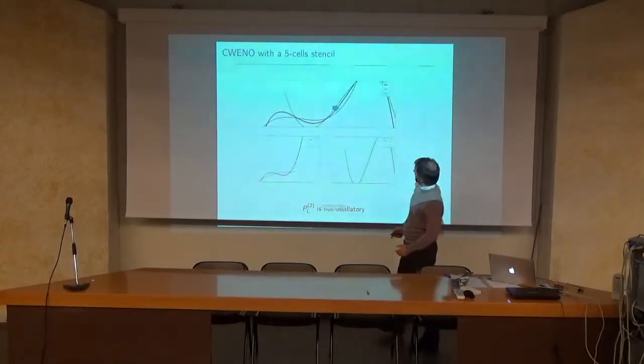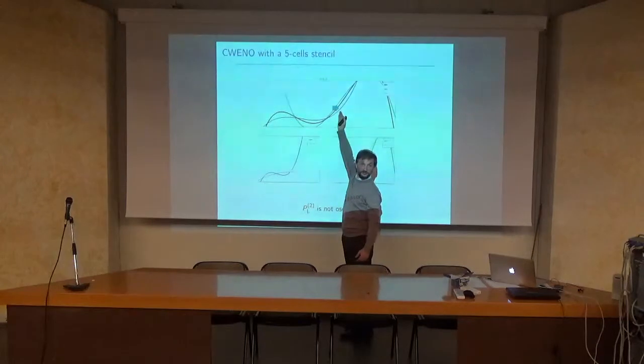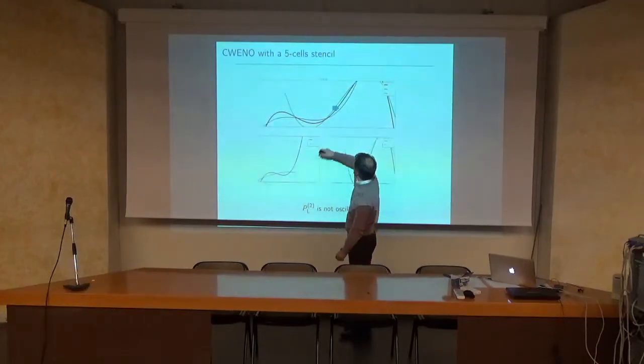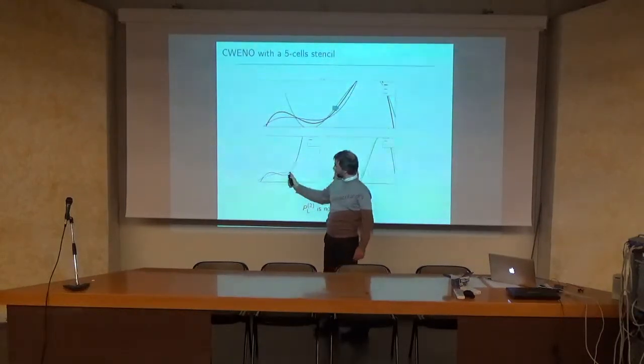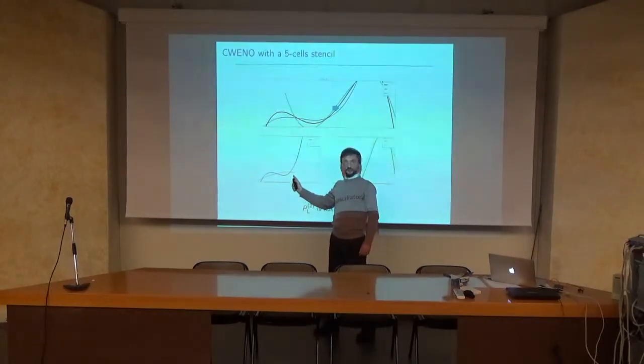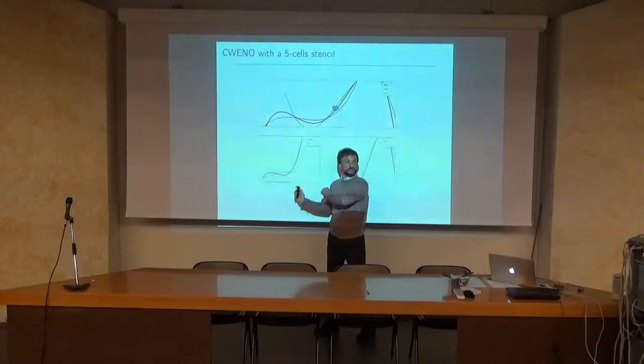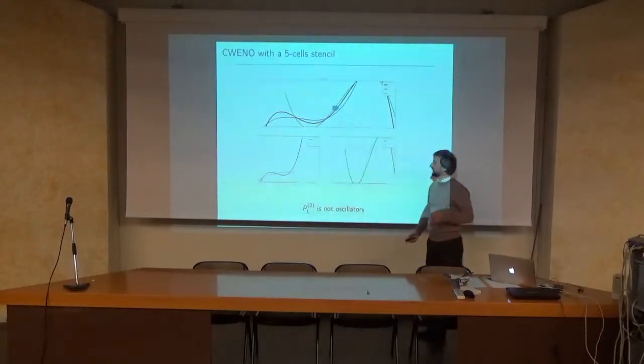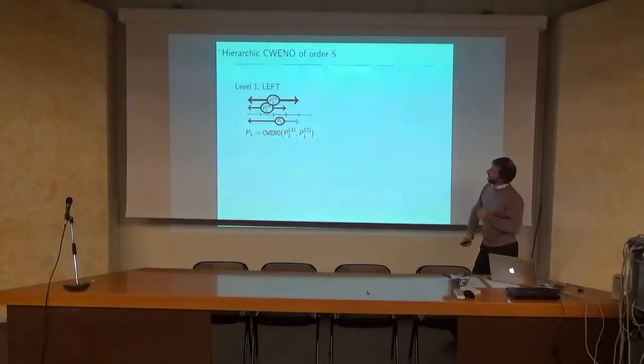But of course, if the discontinuity was here, then all the cubics would be oscillating, and the only non-oscillating reconstruction can be recovered from the parabola interpolating just 3 cells. How can you obtain this? So our idea was to make a hierarchical reconstruction.